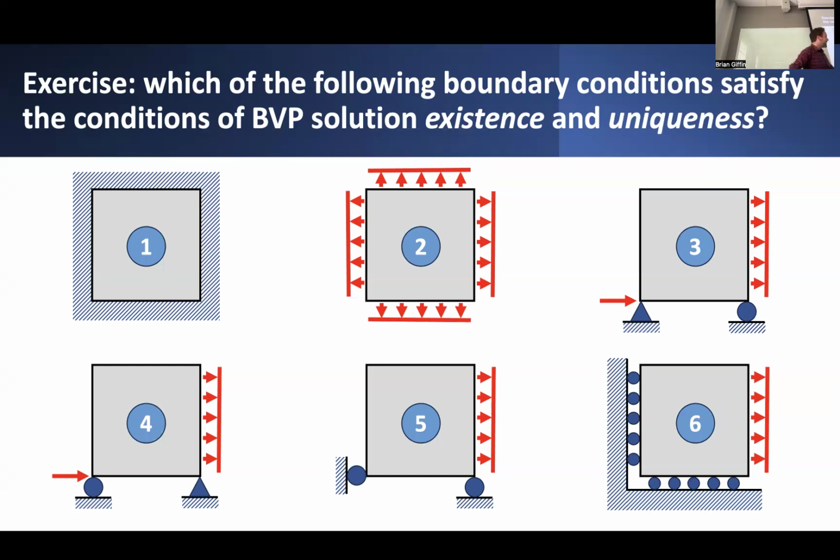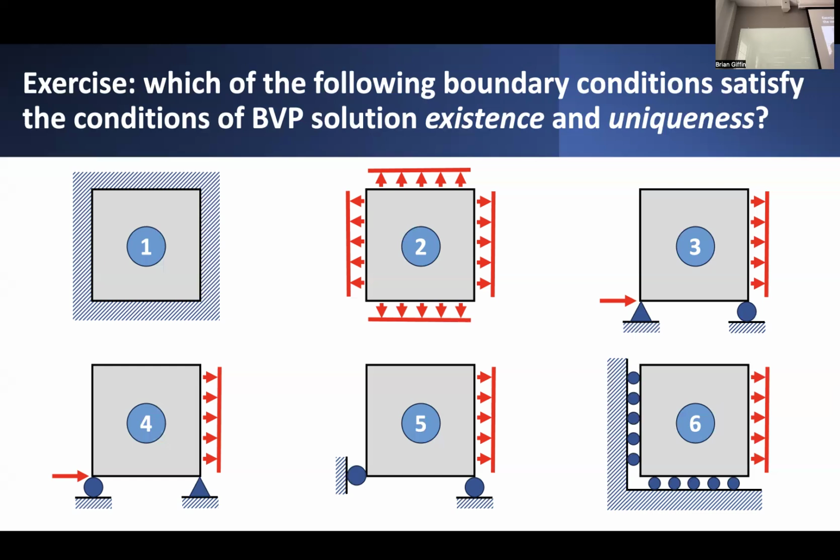Okay, now what about number five? Well posed or not? A lot of no's. Yeah. And why not? It can't move to the right, you say? Or it could move to the right.